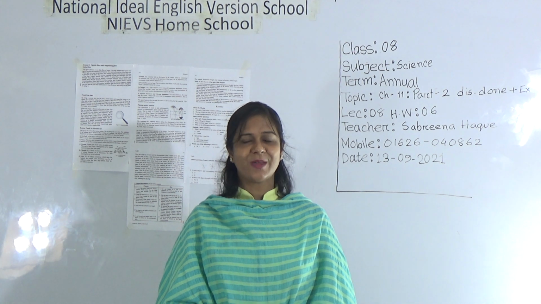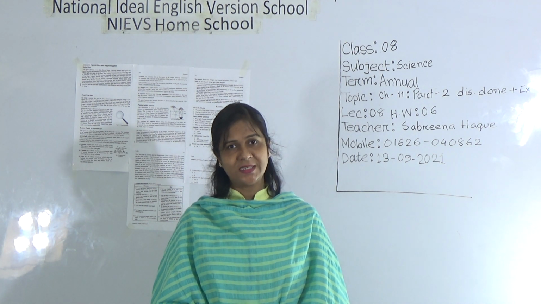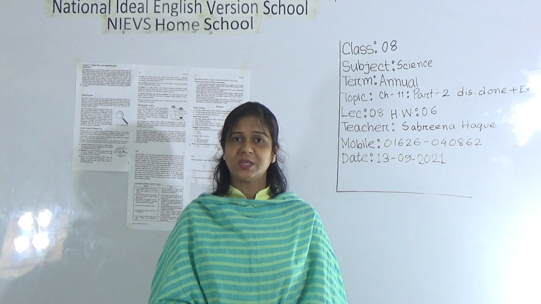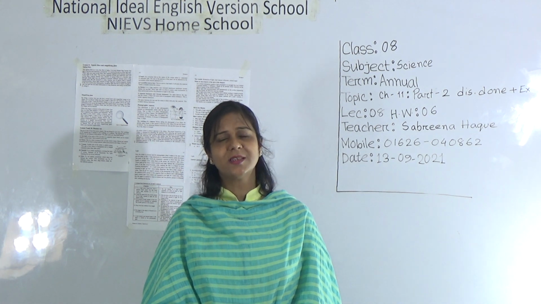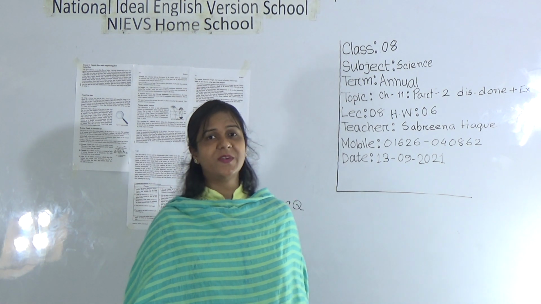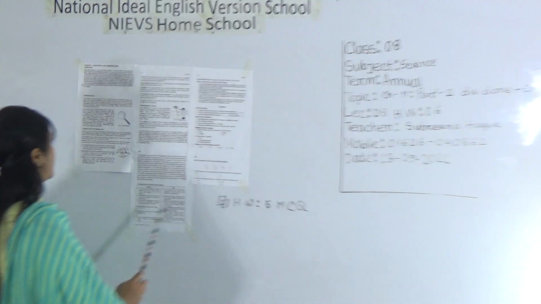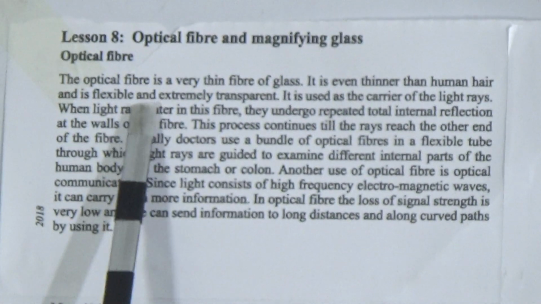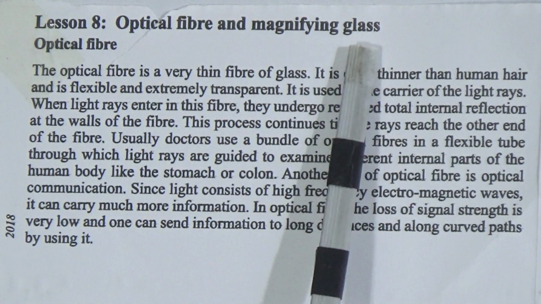Dear students, today I am going to take a science class for class 8 students based on chapter 11. The name of the chapter is Light, and in our previous class we already learned about the first part of the chapter, and today we will start from lesson 8. The name of the lesson is Optical Fiber and Magnifying Glass.